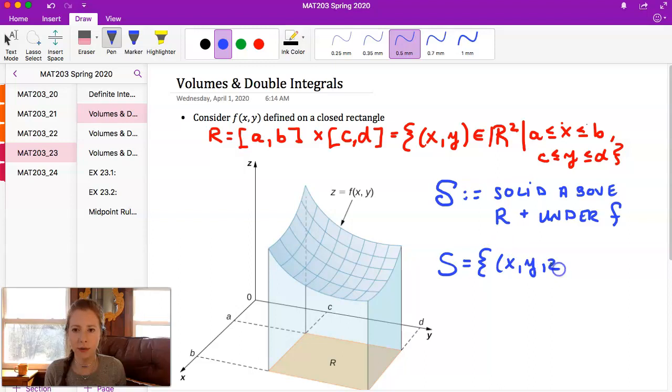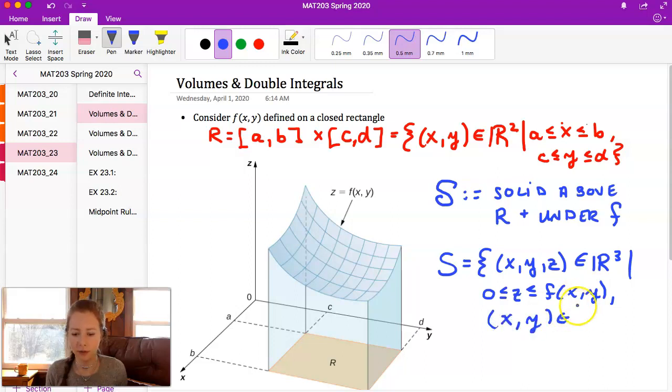x, y, z, because we're in 3 space, it's a solid, that are elements of R cubed, so the reals cubed, such that 0 is less than or equal to z is less than or equal to f of x and y, right? So we're in the positive, we're above the xy plane. And x and y are in our shaded region here. That R is not the reals, that is our shaded region. So we're limited to the x's and y's in our shaded region to get the output for this function where we're defining z. So this is how we're defining S.